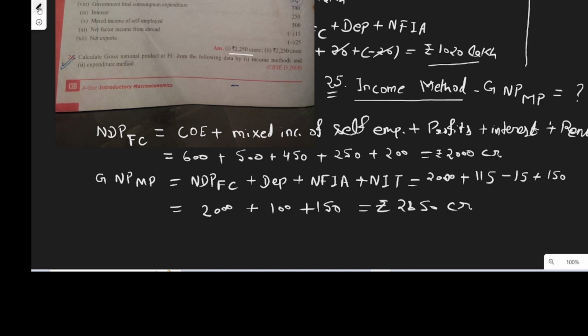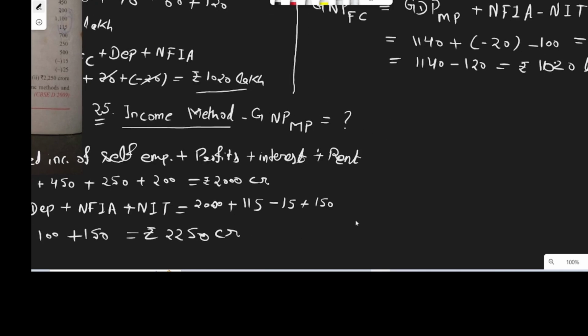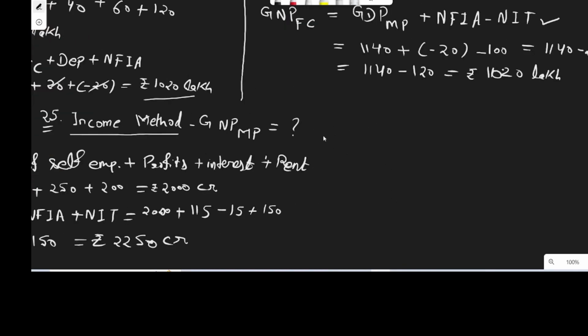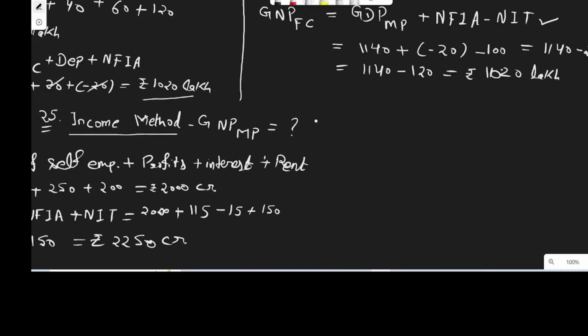So in this way, we have been able to find the value of GNPMP using the income method. Okay, done. Now we have to find the same thing using expenditure method. That we will solve at the right hand side of this page.